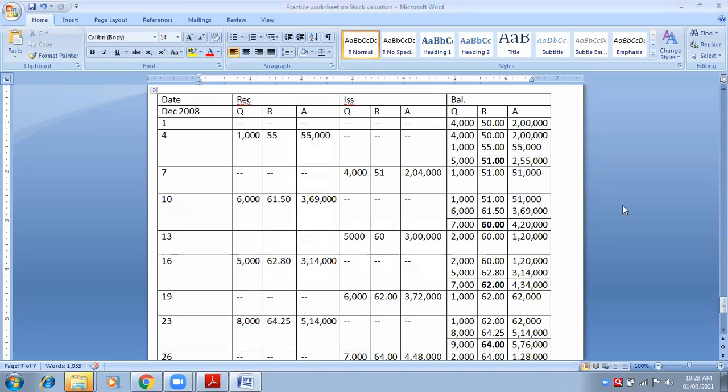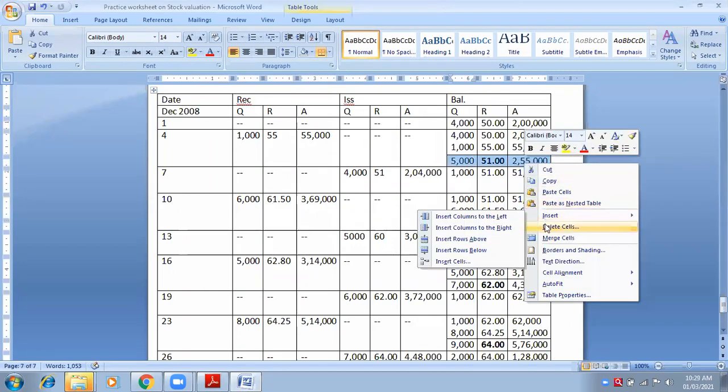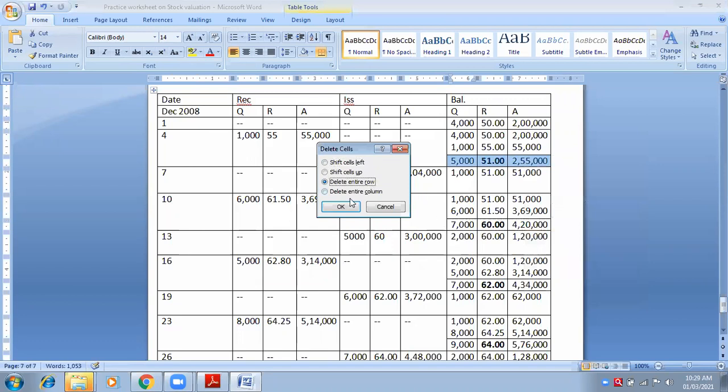Yes, ma'am. Okay. Now see, December 2008 will be written commonly. First date: receipt and issue will be nil because there is 4,000 units opening balance at the rate 50, so 2 lakhs will be the same. Write down in the balance column 4,000, 50, 2 lakhs, and draw the line, because the transaction is over.